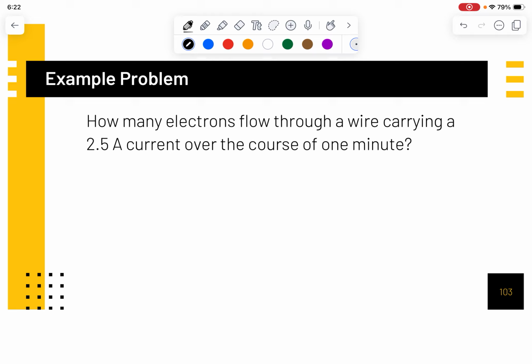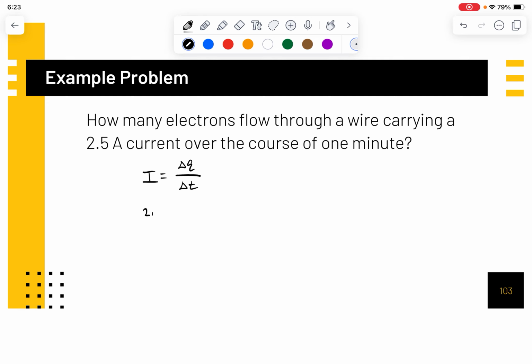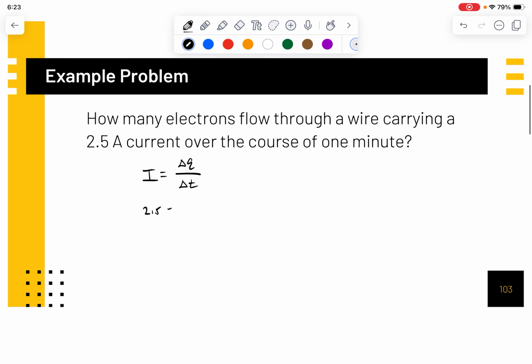Even though we refer to charge as moving, we oftentimes show it as being positive charge, but it's really the electrons that are moving in these cases. So with our equation, current is equal to the amount of charge divided by the time it takes the charge to go through. Based on this scenario, we're told we have a 2.5 amp current, which is equal to some amount of charge flowing through a wire for 1 minute. We always want to use seconds, so we'll say we have 60 seconds within this 1 minute.